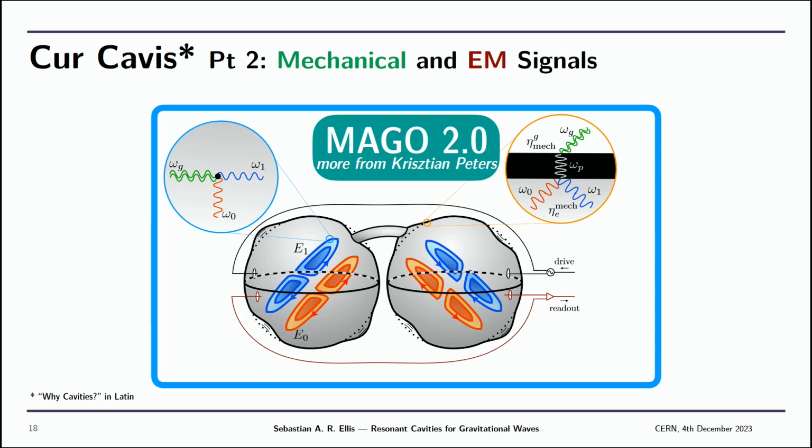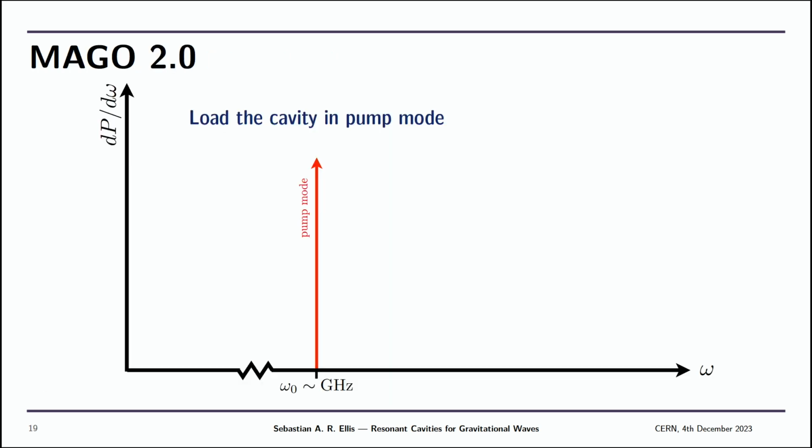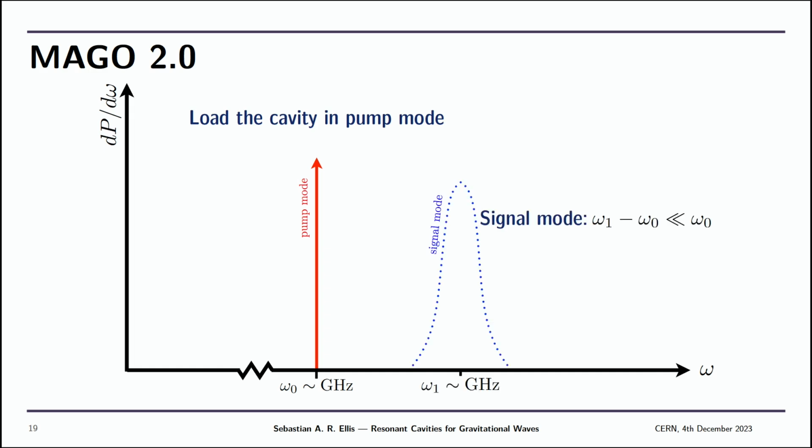OK, so this is a picture of a theorist's view of MAGO 2.0. And you can see this very nice little cartoon where I'm showing that the mechanical and the electromagnetic signals are coexisting. So bear in mind that this is a theorist's view, and the cold, hard truths will come in the next talk. So the idea here is to take a cavity and load it in what I'm going to call the pump mode. So I'm going to dump a load of energy into an oscillating electromagnetic field at some frequency of order gigahertz. This cavity is going to be carefully designed so that I have another mode which does not have energy inside it, in principle.